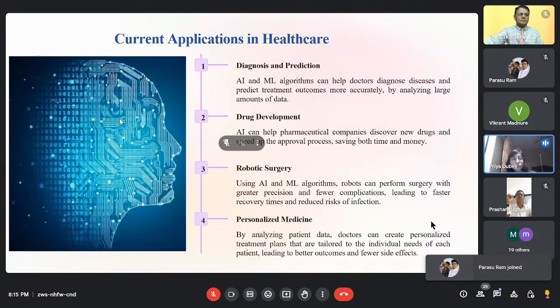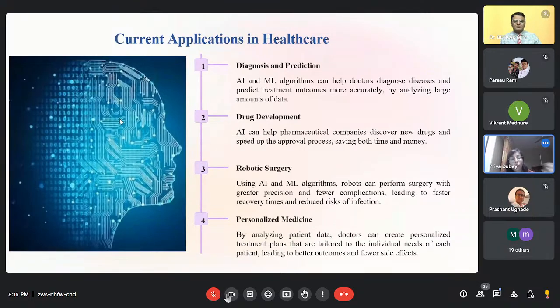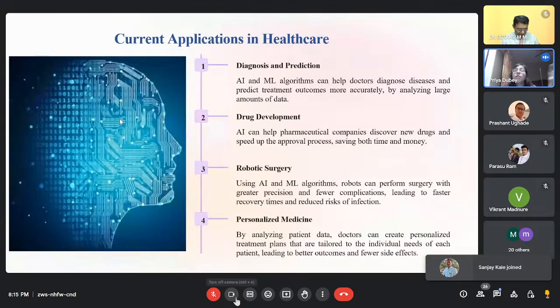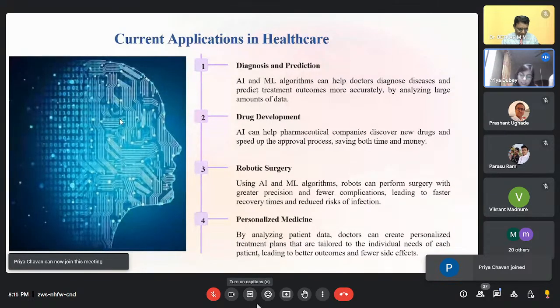So we cannot go for a common drug for all the patients, and therefore the concept of personalized medicine came into the picture. And with the rise and increased use of AI techniques, it has also increased to a greater extent.